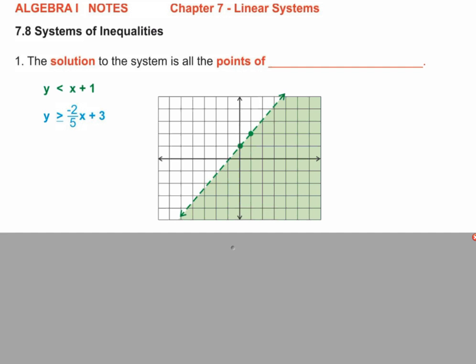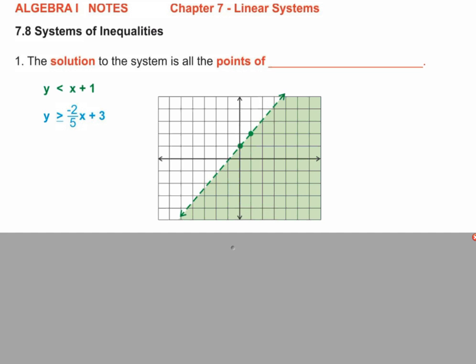Okay, that's for lines. Now we're doing inequalities. Inequalities has tons of points to them. So, we'll go back and fill in the blank in a moment. Let's look at the example here. I've already graphed the green one.